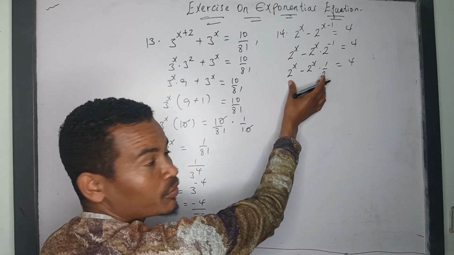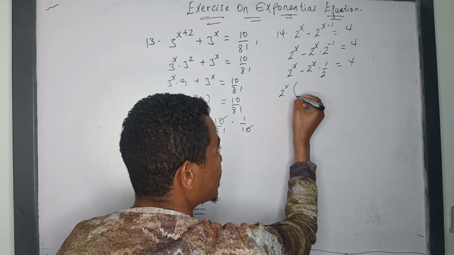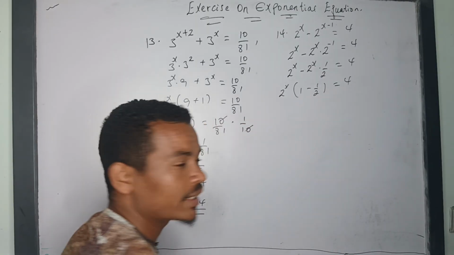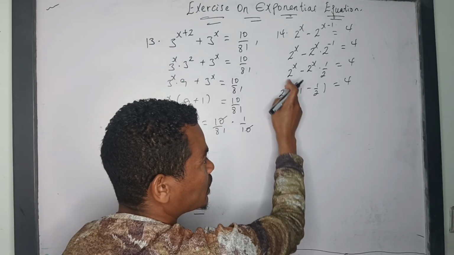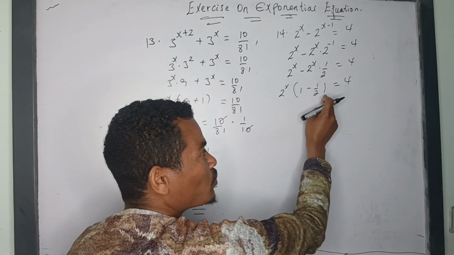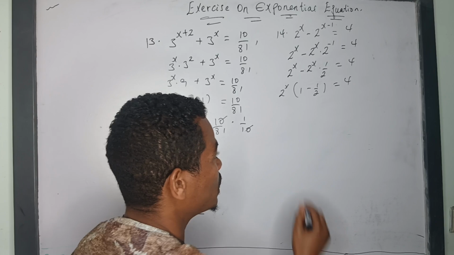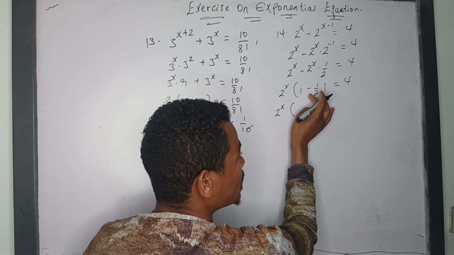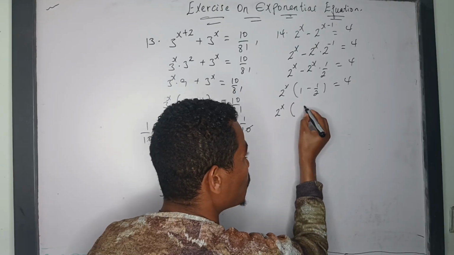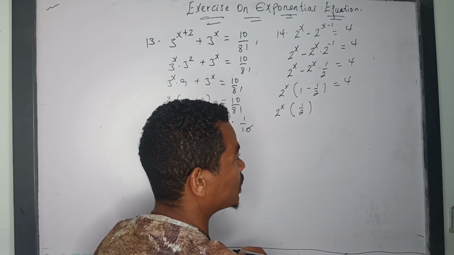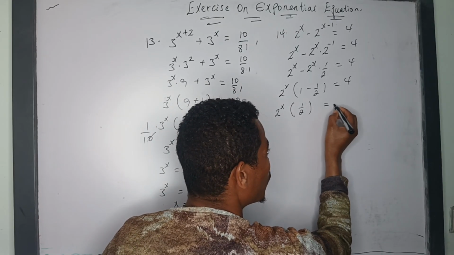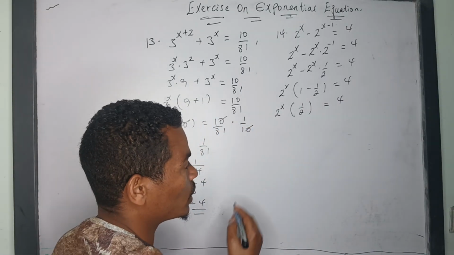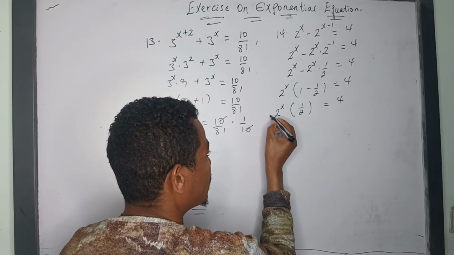So the common factor for this one is 2 to the power of x, here 1 remains, minus 1 over 2 is equal to 4. That means 2 to the power of x times 1 is 2 to the power of x. 2 to the power of x times 1 over 2 is 2 to the power of x times 1 over 2. So this is the same with 2 to the power of x into 1 minus 1 over 2, which is 2 minus 1 over 2, which is 1 over 2. Okay, this is equal to 4. Okay, so it's possible to multiply both sides by 2 over 1.